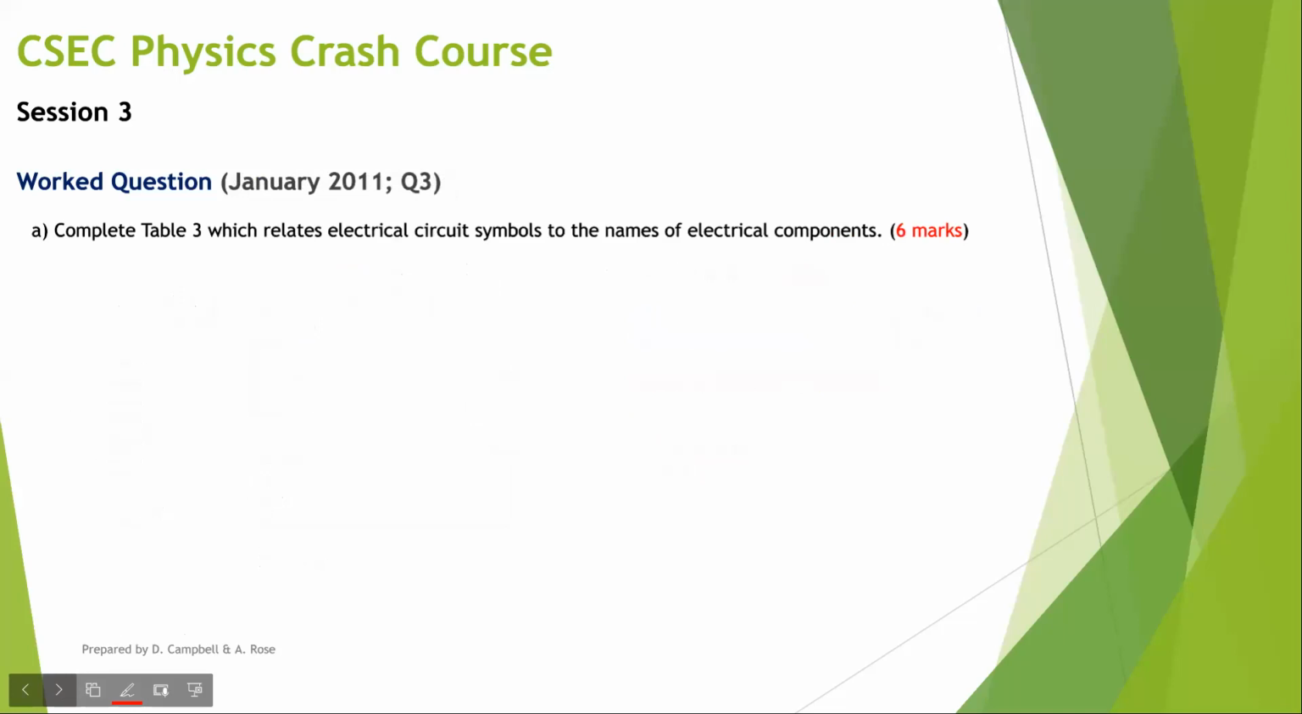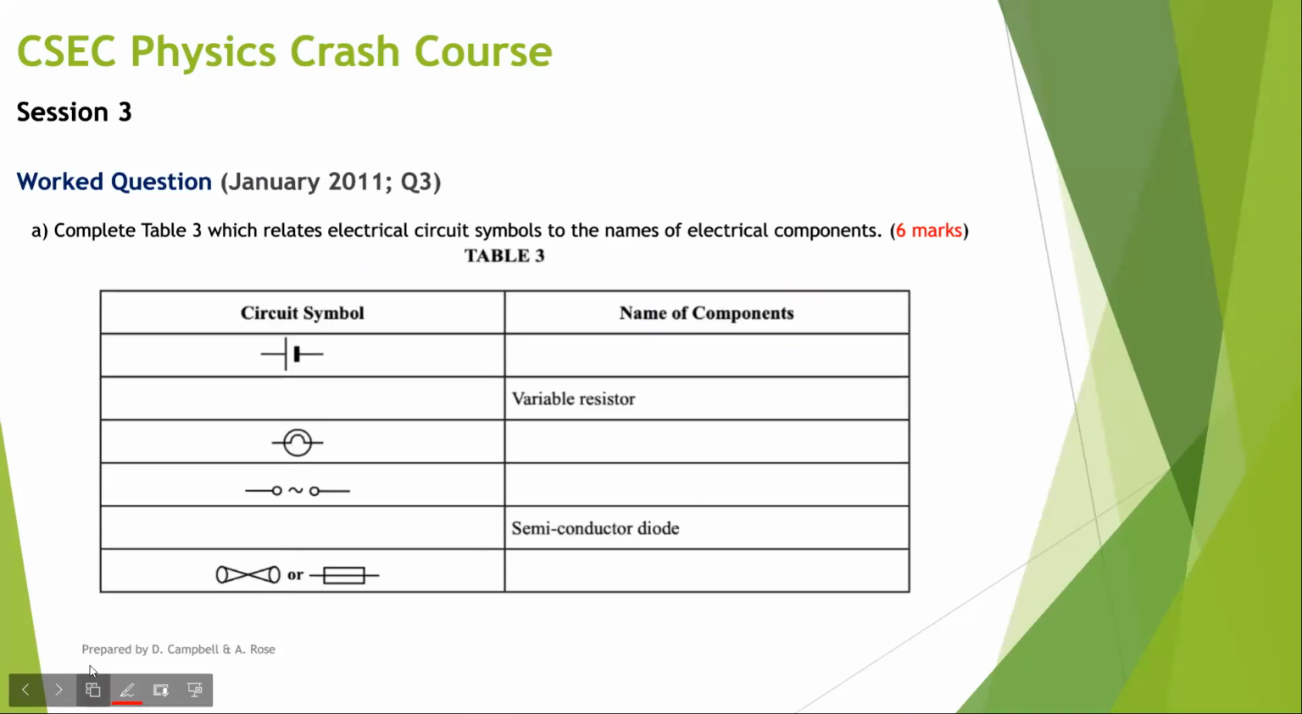So we have another question from the recent paper for the 2010-2011 academic year. And we have some circuit symbols and the names of the various components. So we are asked to complete the table. So for the first one, notice we have a long stroke and a short stroke representing a positive terminal and a negative terminal respectively. It's one single positive and one single negative, and that represents a cell. Now, if you have more than one positive and negative, or two cells or more connected together, then we would call that a battery.